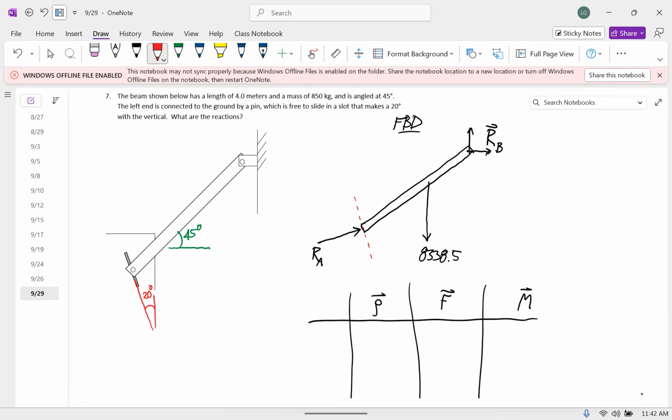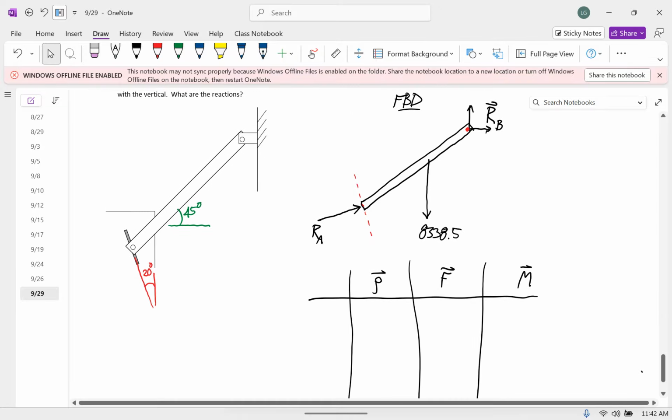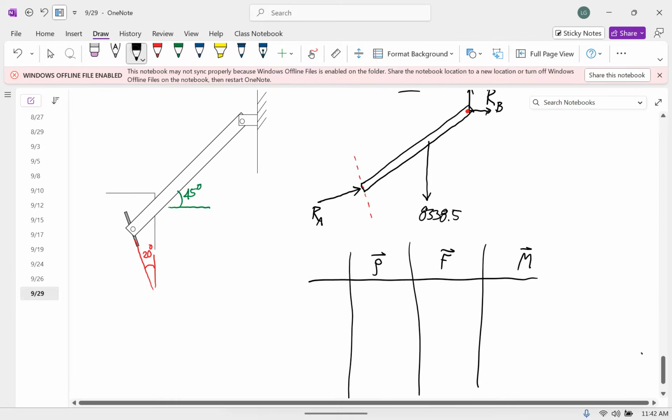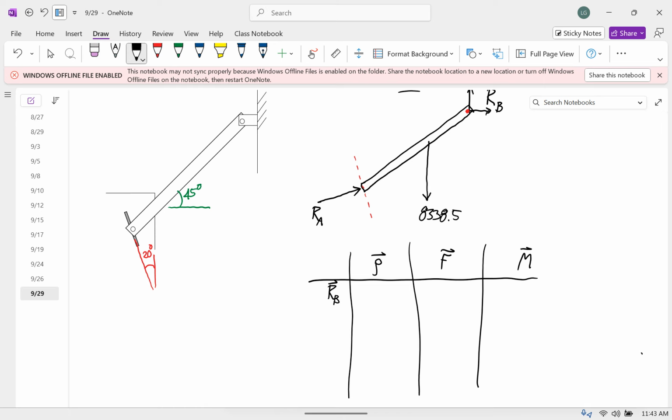I'll put the about point up here, I guess. What? RB? Yeah, I'll put the about point at RB. So RB, the row vector is 0. The force is RBX, RBY. Cross product is 0.